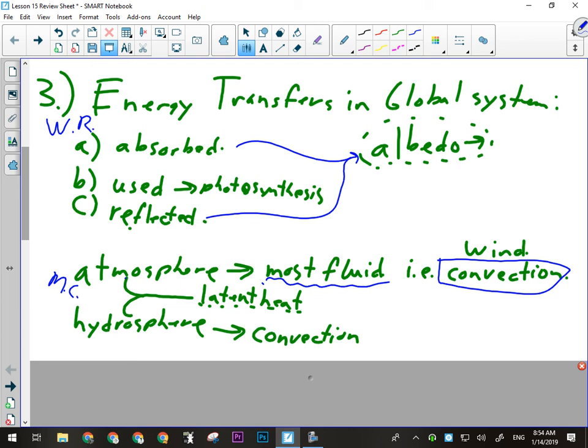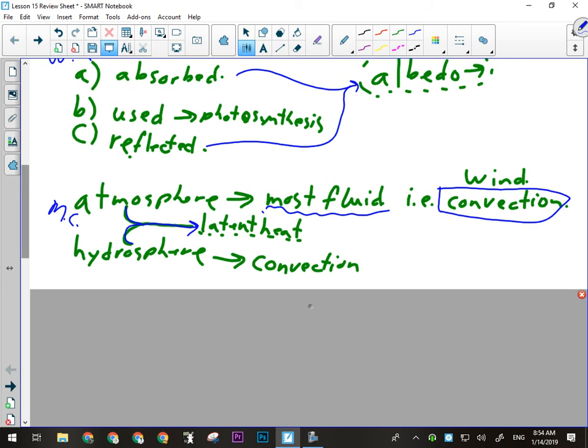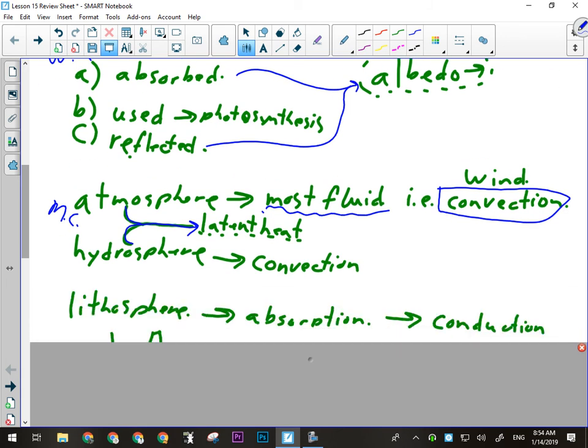Remember that the atmosphere and the hydrosphere interact through the water cycle, helping latent heat to be available as part of the energy transfer system on Earth. Water vapor moving from one place on Earth to another. And then we said the lithosphere is mostly involved with absorbing. It's affected by albedo, but it only transfers energy by conduction, which means it's not going very far or very fast.